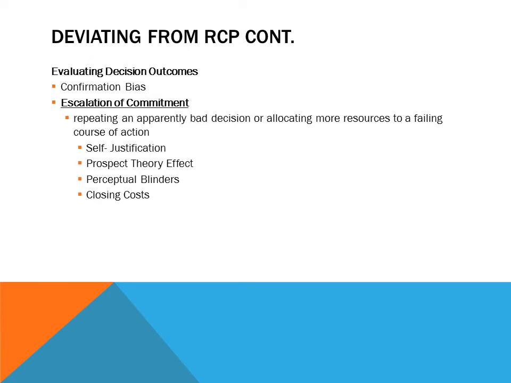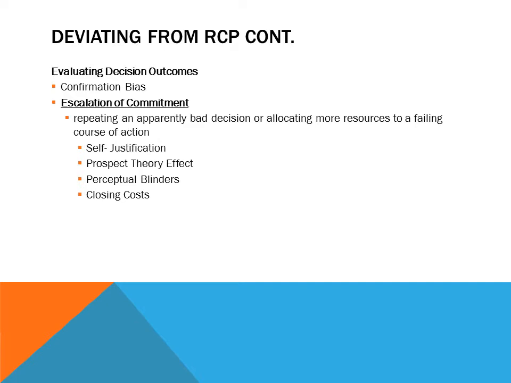And finally, we deviate from the RCP when we're trying to evaluate decision outcomes. This comes from what's called the confirmation bias, which is unwitting selectivity in the acquisition and use of evidence. It occurs when, upon evaluating decisions, we as individuals ignore or downplay the negative features of the selected alternative and overemphasize its positive features. This has a lot to do with what's called the escalation of commitment, which is, simply put, repeating an apparently bad decision or allocating more resources to a failing course of action.